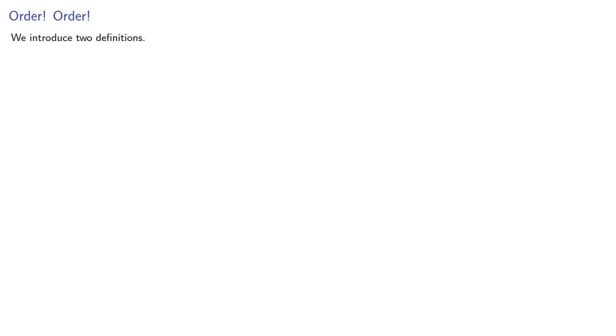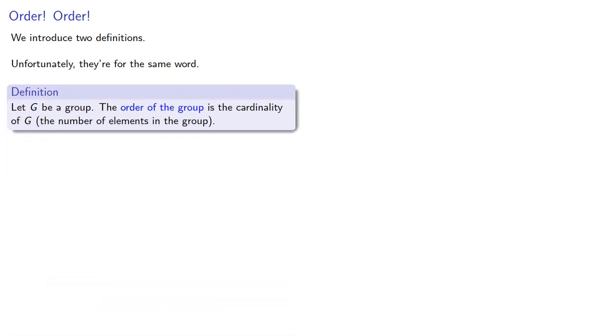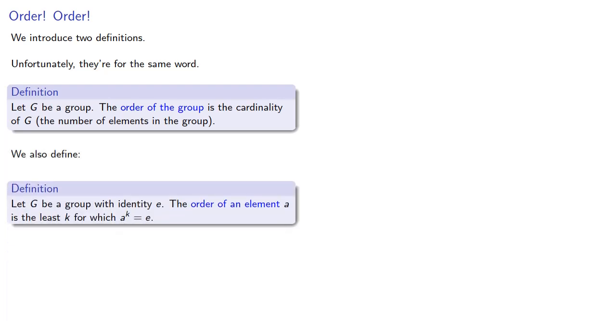And so now we'll introduce two definitions. Unfortunately, mathematicians are terrible at coming up with new names, and so our two definitions are actually for the same word, but will have somewhat different meanings. So the first definition: let G be a group, the order of the group is the cardinality of G, that is to say, the number of elements in the group. The other definition we'll introduce: let G be a group with an identity e, the order of an element a is the least k for which a to the power k is equal to the identity.